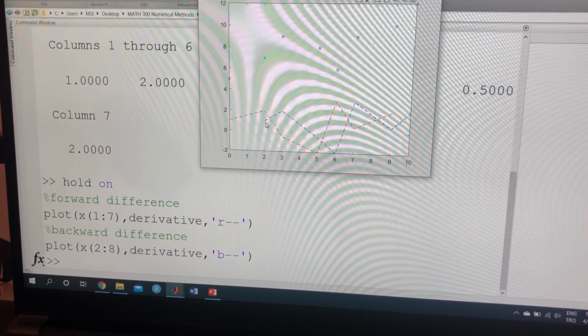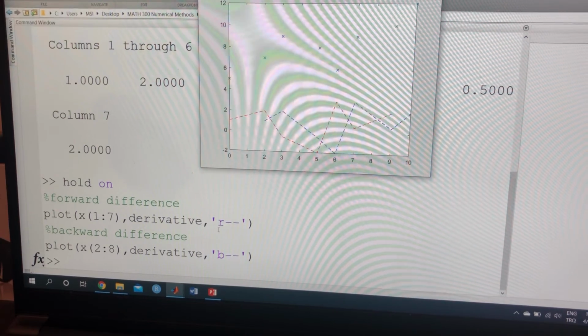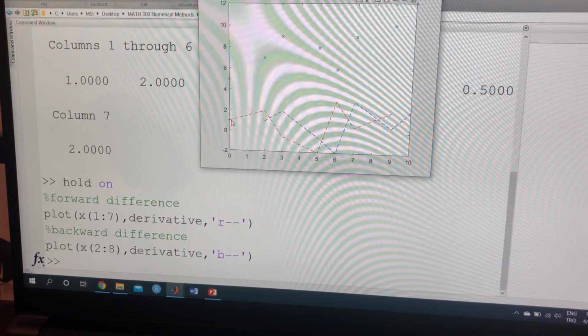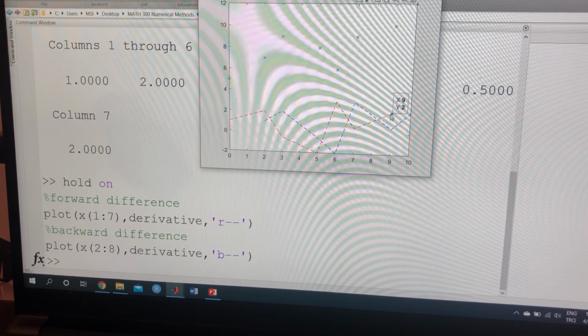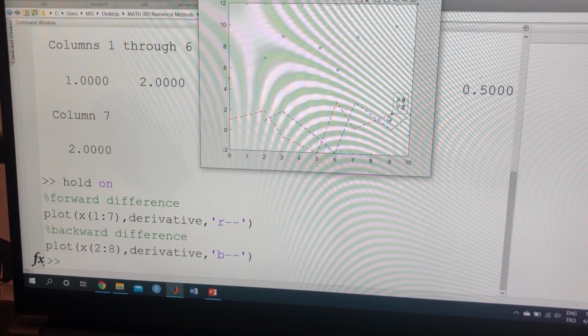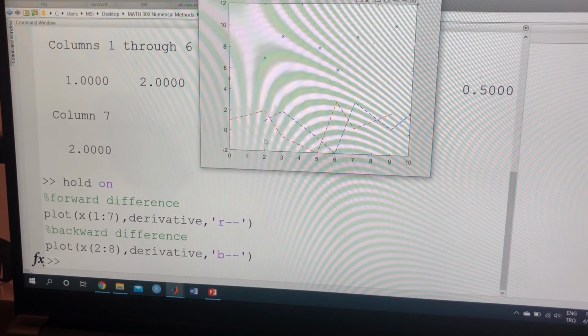As you can see, the red one, which was the forward difference, is this one. It's starting from the first value until the last minus 1 value, until 9, as you can see. And for the backward difference, we are starting from the second data until the last data. Okay, this is the difference.